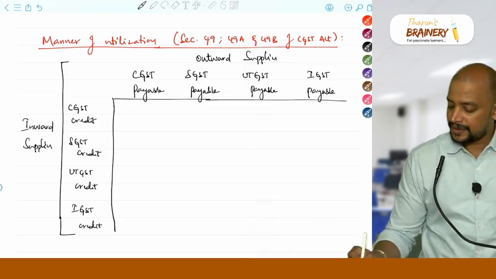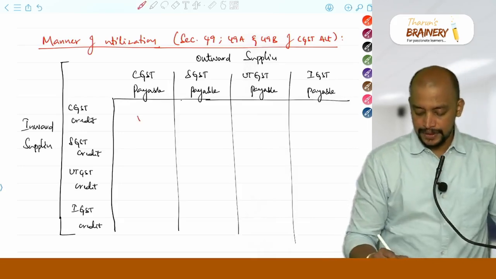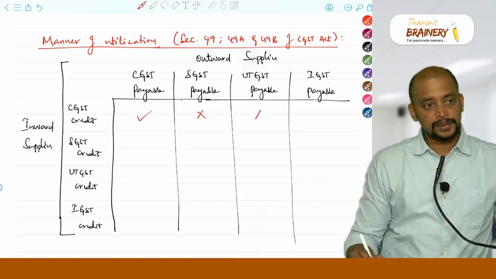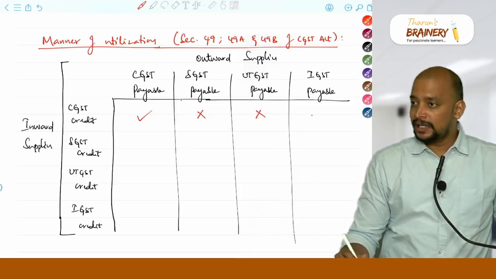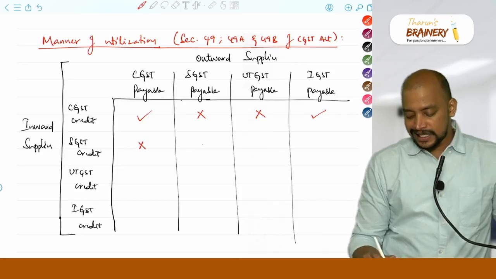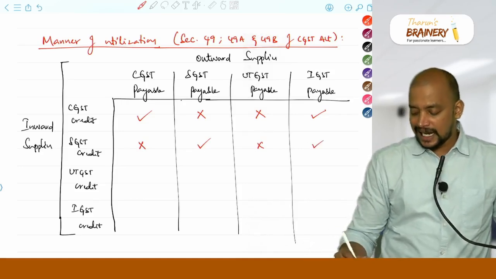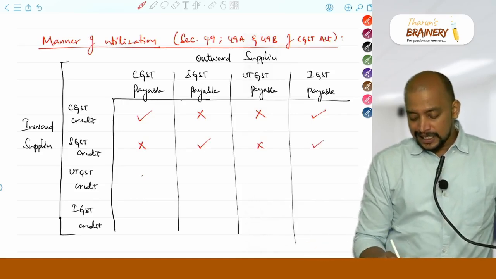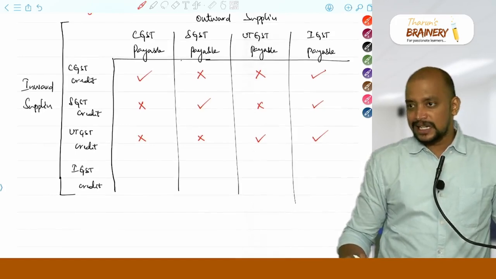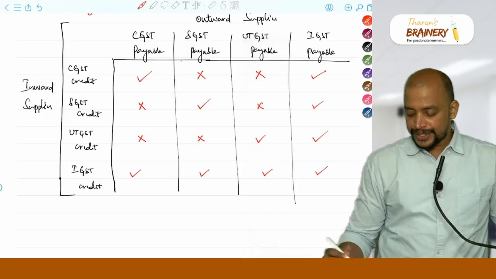Can I use CGST credit for payment of CGST liability? Yes, there is no restriction with respect to that. Can I use CGST credit for SGST payable? No. UTGST payable? No. IGST payable? Yes. Same way, SGST credit cannot be used for CGST and UTGST, but can be used for payment of SGST and IGST. UTGST credit cannot be used for CGST and SGST, but can be used for payment of UTGST and IGST.